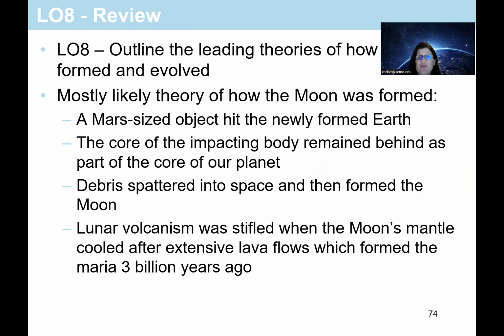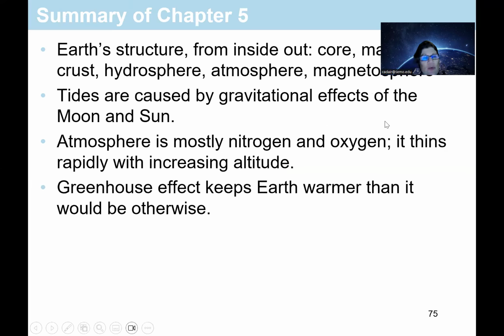So the moon most likely formed when a Mars-sized object hit Earth. The core of the impacting body remained behind as part of the core of our planet. Debris spattered into space and formed the moon. Lunar volcanism was stifled when the moon's mantle cooled after extensive lava flows formed. So things change, it cooled, and there are no more volcanoes on the moon.